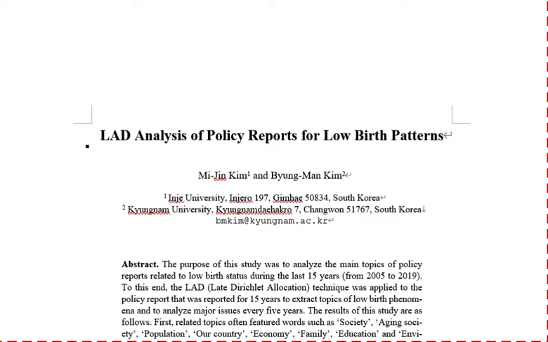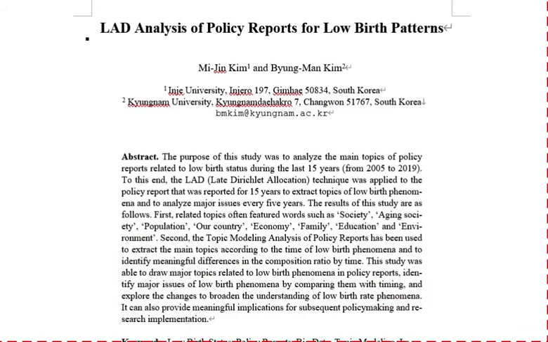Today, I will brief you on my research on LDA analysis of policy reports for low birth patterns. The purpose of this study was to analyze the main topics of policy reports related to low birth status during the last 15 years. To this end, the LDA technique was applied to the policy reports that were reported for 15 years to extract topics of low birth phenomena and to analyze major issues every 5 years. The results of this study are as follows.